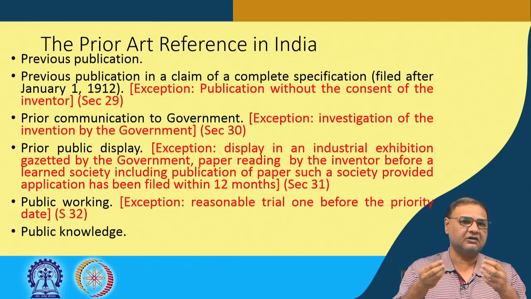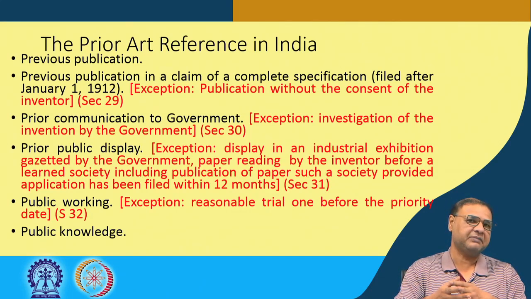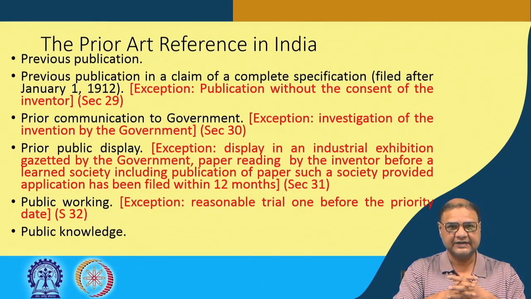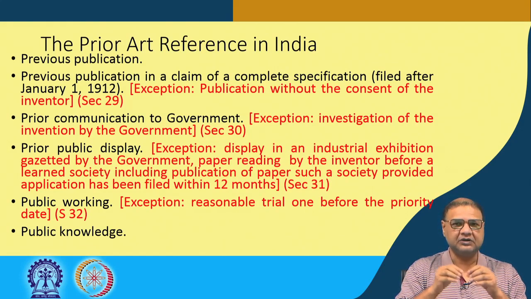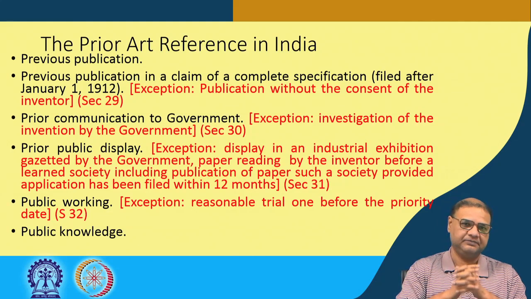Then, if the patentee or somebody else has communicated it to the government, this would also be a part of the prior art reference. There is an exception. Suppose the patentee or the patent applicant has disclosed it to the government, because the government wants to do an investigation in regard to the invention, obviously it would not defeat novelty.